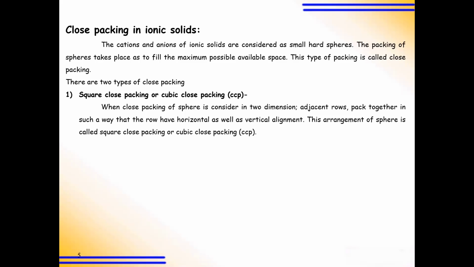ज्याला आपण CCP म्हणतोय. So when close packing of spheres is considered in two dimensions, adjacent rows are packed together in such a way that the rows have horizontal as well as vertical alignment. म्हणजे ज्याला आपण लेयर्स असं म्हणतोय. व्हर्टिकल कॉलम आणि हॉरिझॉन्टल रो यामुळे वेगवेगळ्या लेयर्स फॉर्म होतात व्हाईल ड्युरिंग द पॅकिंग. So that is the manner of packing. Okay, so this arrangement of spheres is called the square close packing or cubic close packing.